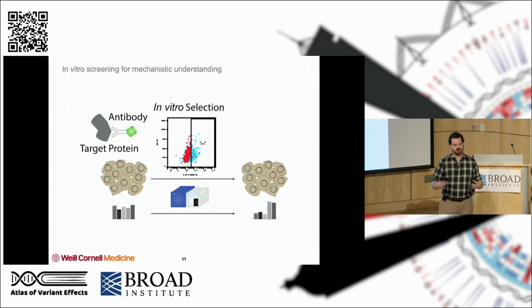Similarly, we can do the same sort of thing with immunofluorescence and FACS sorting. So you can take your library, stain it with an antibody, FACS sort it, and look at how protein levels are changing. And this gives you a more mechanistic explanation for where those phenotypes are coming from, right?